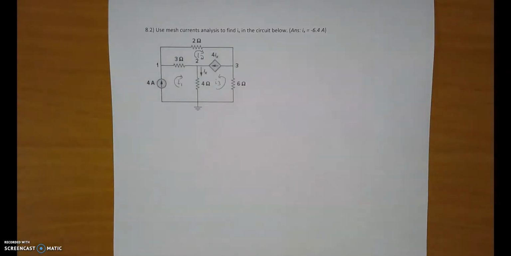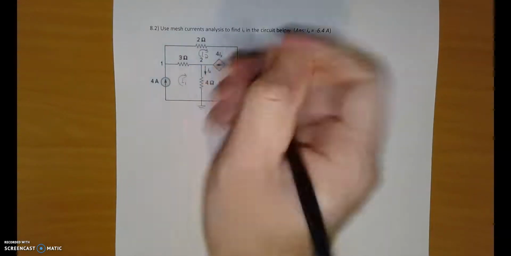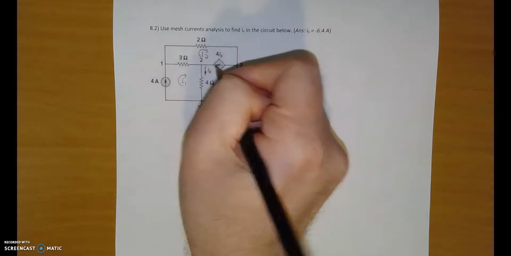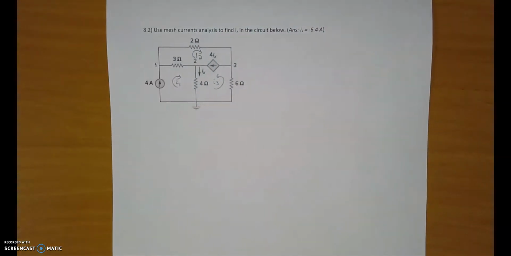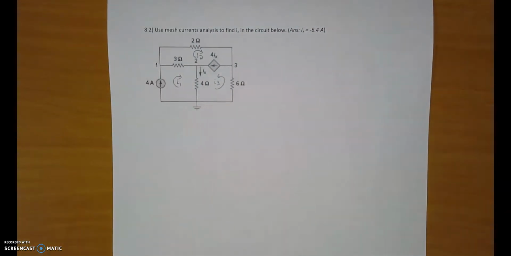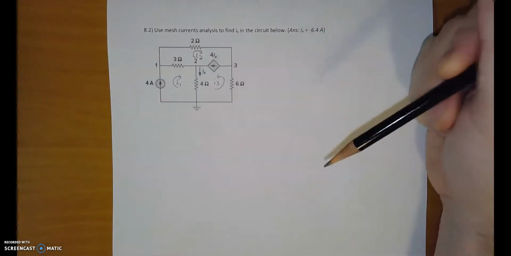But again, it doesn't matter what direction these point initially, as long as you don't change them once you start doing the analysis. So our I1 here goes in the same direction as our 4. Our I2 as it goes around goes in the same direction as this current source. So we're just going to match our current sources. It'll make our math easier here in a second.